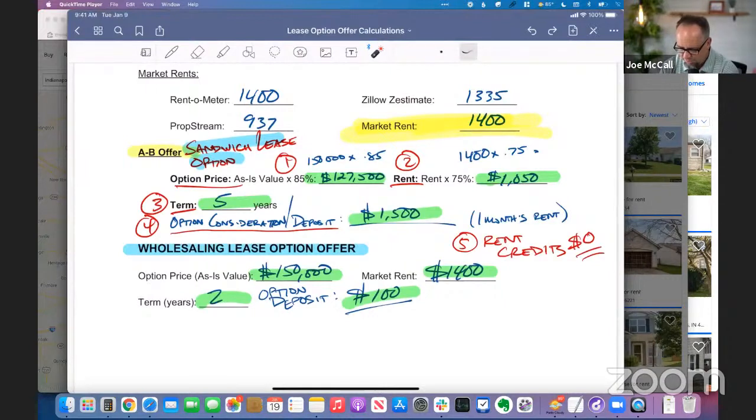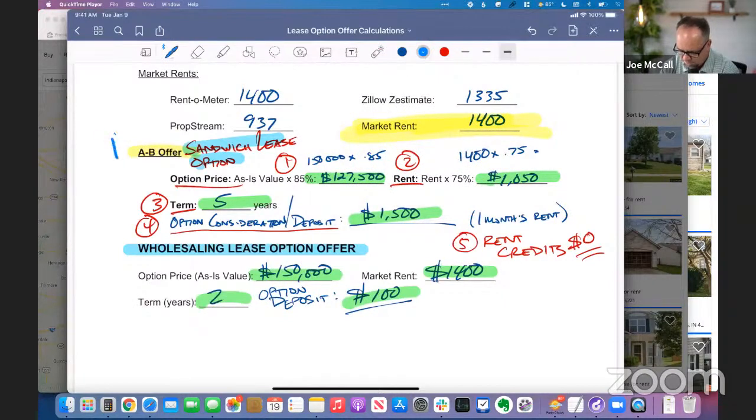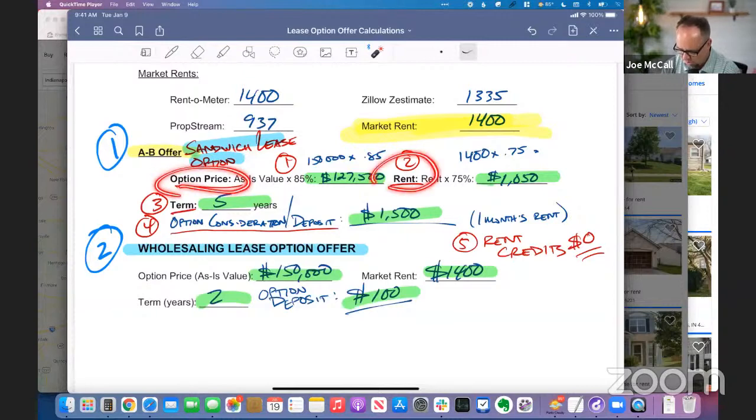And now you're going to have two offers. You're going to have a sandwich lease option offer and a wholesaling lease option offer. And remember, there's 5 things you can negotiate with the sellers, right? You can negotiate the option price, the rent, the term, the down payment, or the rent credits.